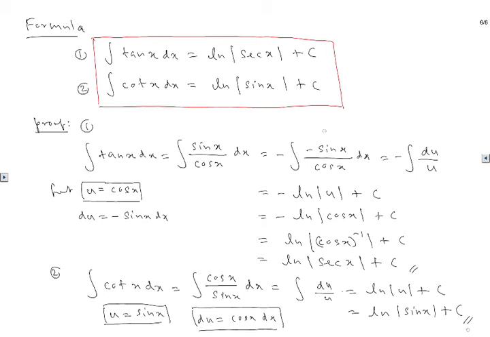Okay, so integral of tan x is natural log secant x. Integral of cotangent x is natural log sine x. Okay, and then how do you prove it? This is how you prove it, but this formula, you can use them in the future.